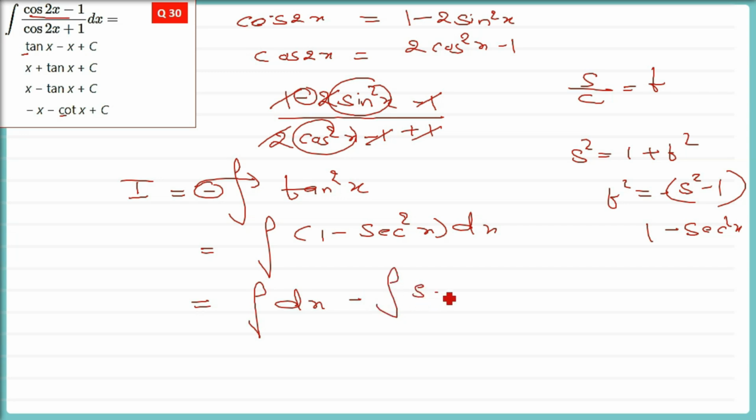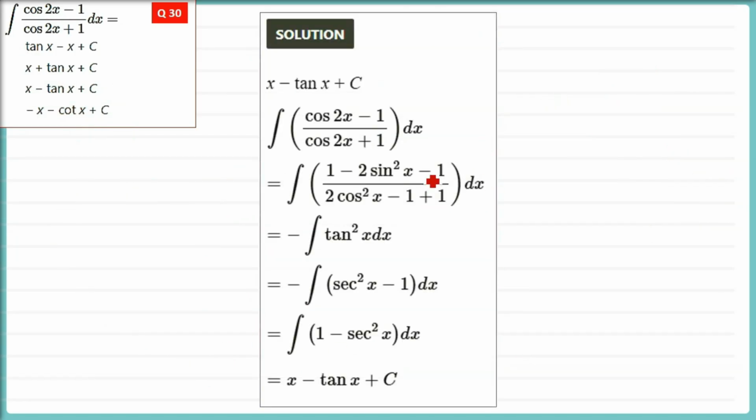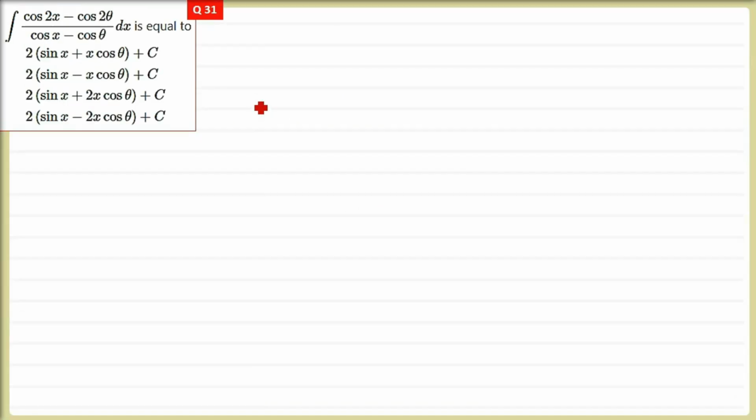Integration of dx and integration of sec square x dx. What is integration of dx? It's x. What is integration of sec square x? It's directly tan x. So plus a constant of integration. So x minus tan x plus c is your correct answer. You can match it. Now this is how it needs to be done, and I hope that you will be writing down those formulas or identities which I just wrote in front of this question.